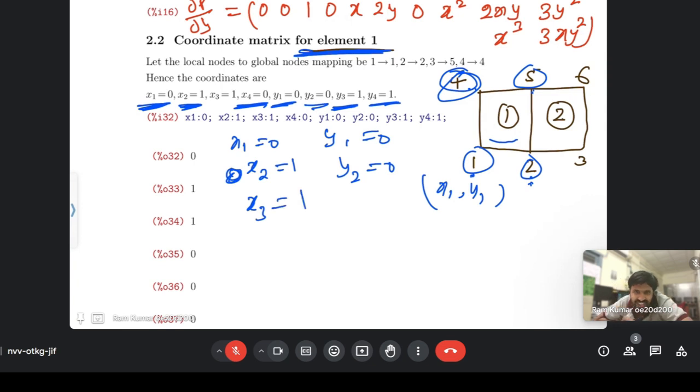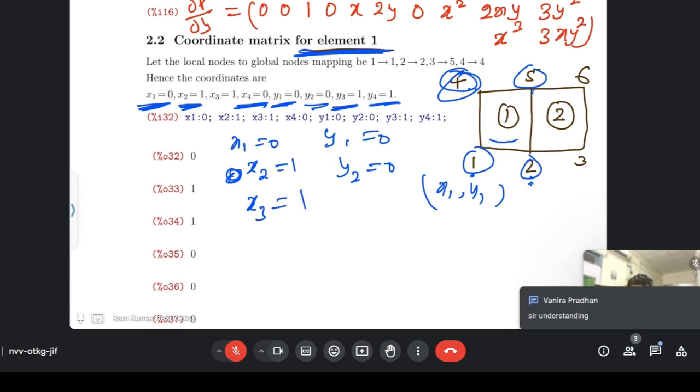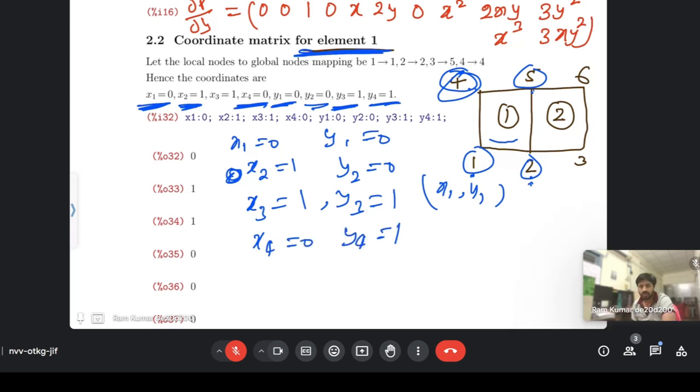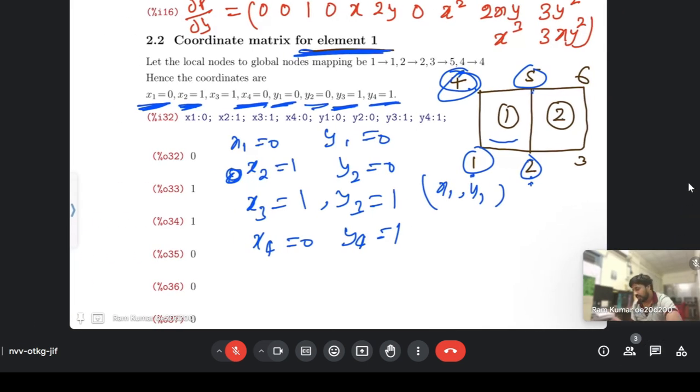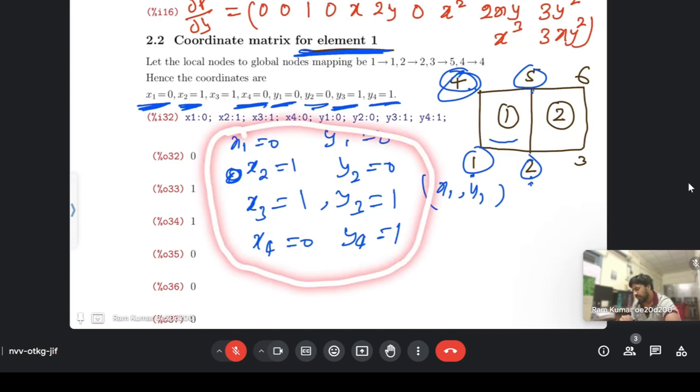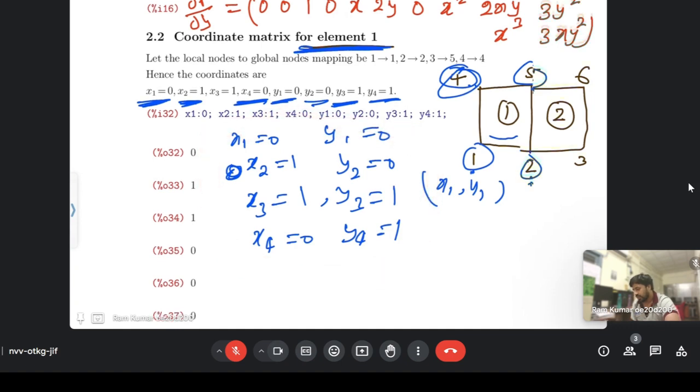Are you getting something, or am I just speaking? Because this is a little bit difficult to understand at once, and it requires a lot of practice and revision. Then y3 equal to 1, x4 equal to 0. Okay, that's good. So these are our final element coordinates that we got. That's fine.